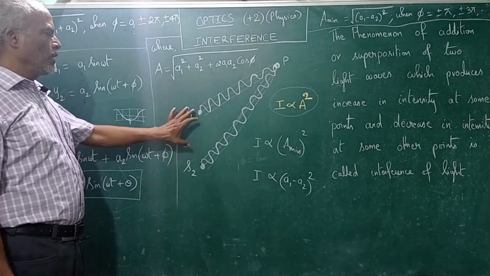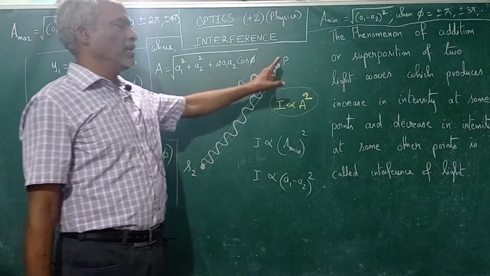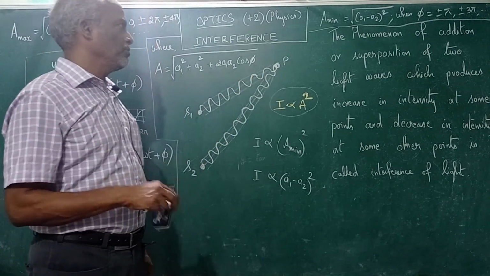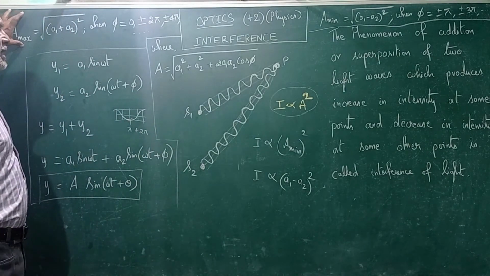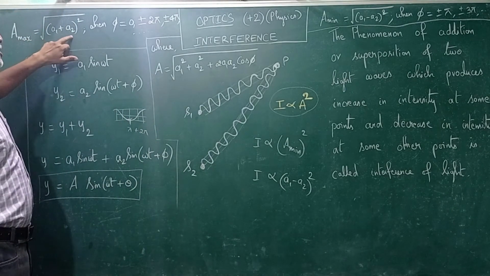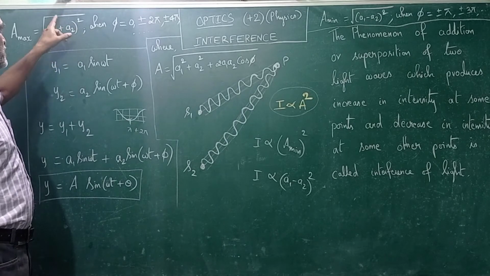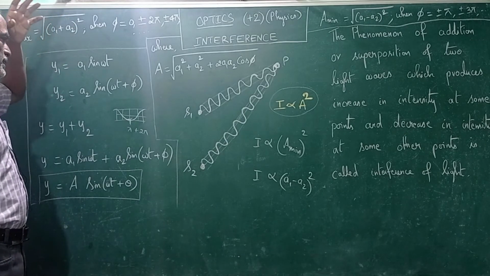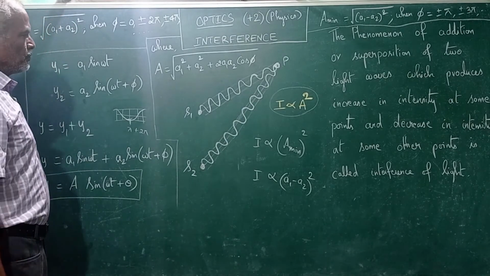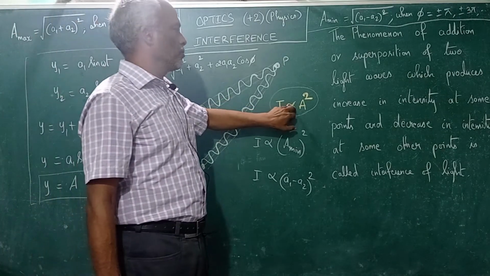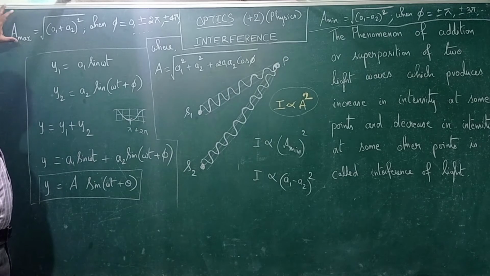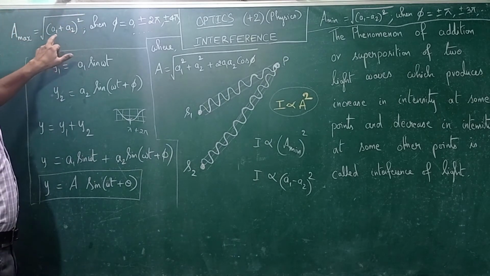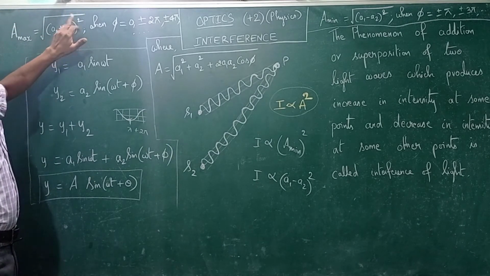So that's all about interference due to two light sources meeting at a point P. It can be constructive and it can be destructive. Constructive, we have the relation amplitude maximum is A1 plus A2 the whole square under root. Of course, this square root and square will get cancelled. Now, the intensity is directly proportional to amplitude square. Therefore, A square. If you square this, the square root will go. Therefore, you will be having A1 plus A2 the whole square.